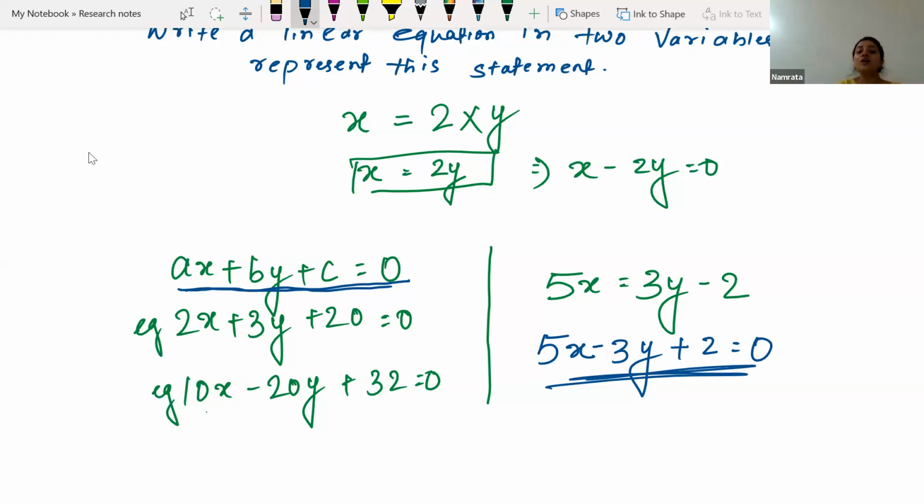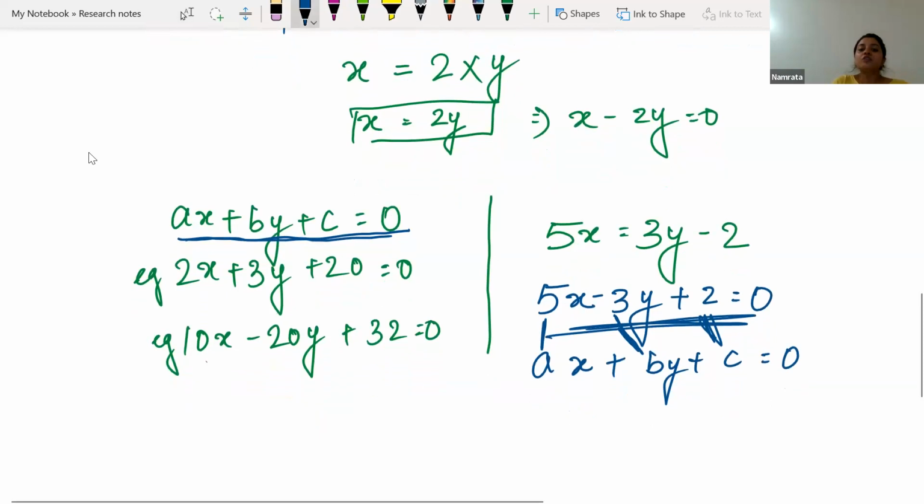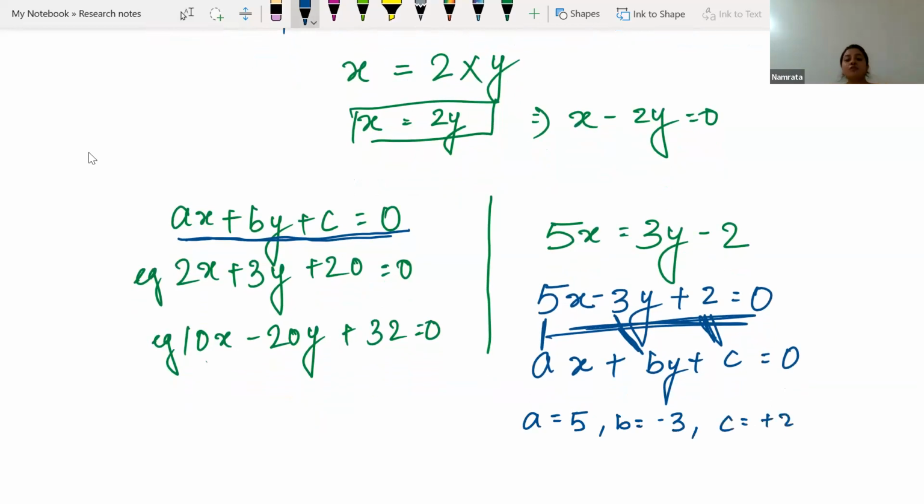Okay. Here, if the question asks you the value of A, the value of B, the value of C, you can clearly say that since you made it like AX plus BY plus C equals 0, now your A value is positive 5, your B value is whatever is in front of Y, that is minus 3, and your C value is positive 2. So if the question asks you to find A, B and C also, then you will say A is positive 5, B is negative 3, C is positive 2. And where are you getting this from? Just by doing the comparison.